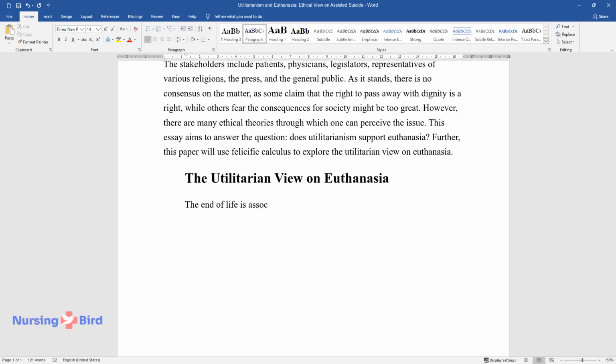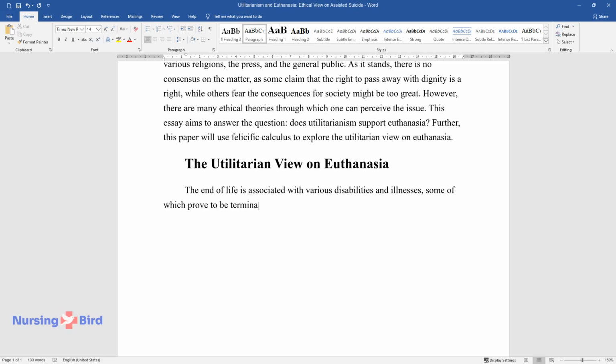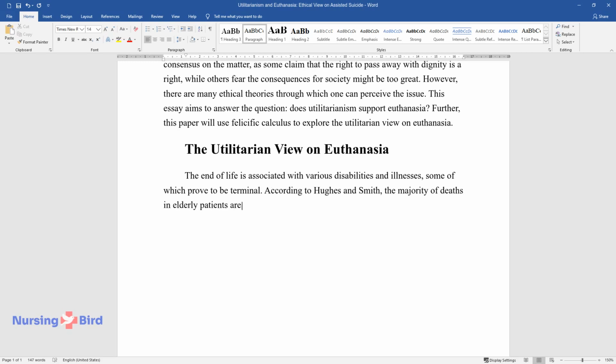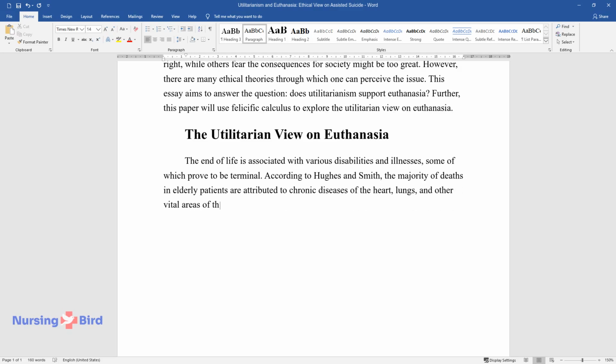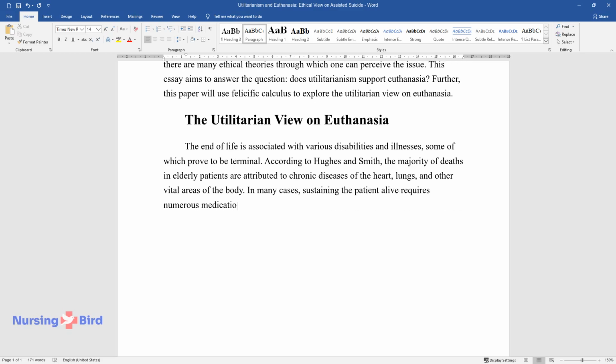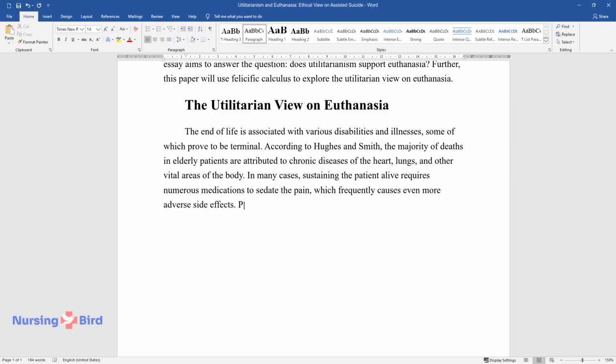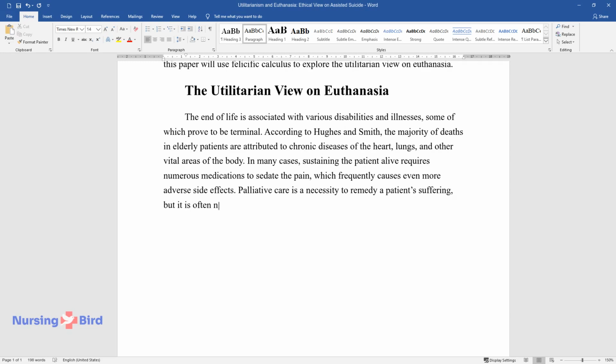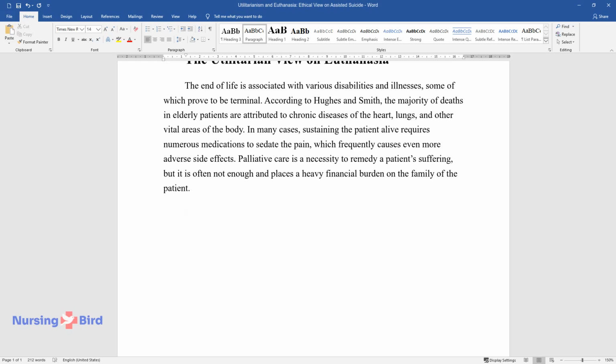The end of life is associated with various disabilities and illnesses, some of which prove to be terminal. According to Hughes and Smith, the majority of deaths in elderly patients are attributed to chronic diseases of the heart, lungs, and other vital areas of the body. In many cases, sustaining the patient alive requires numerous medications to sedate the pain, which frequently causes even more adverse side effects. Palliative care is a necessity to remedy a patient's suffering, but it is often not enough and places a heavy financial burden on the family of the patient.